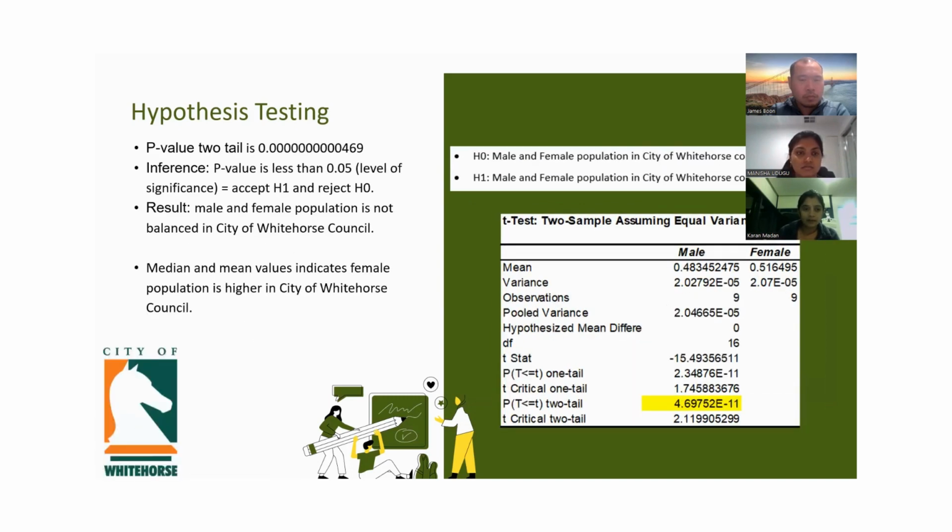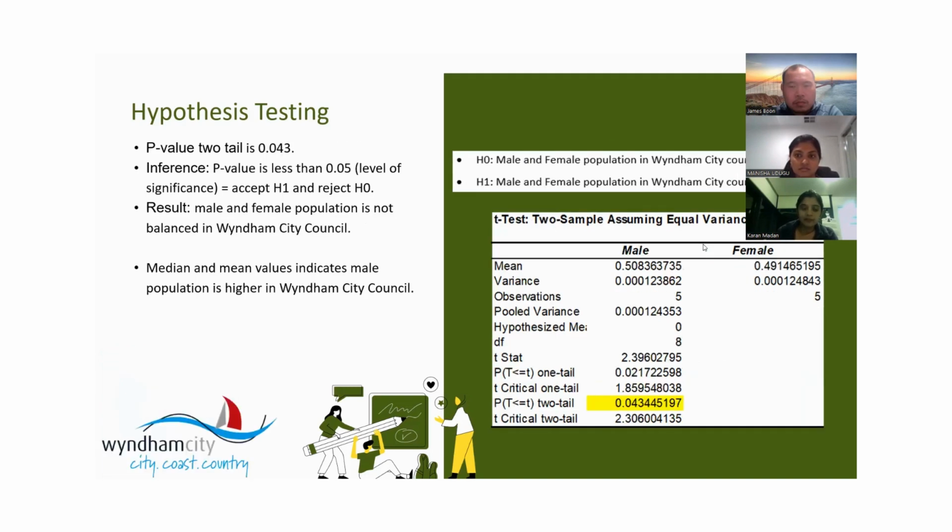City of Whitehorse. We conducted again a similar test and the results were not different. The results were the same, that male and female population are not balanced. In City of Whitehorse Council also, females were higher than males. Going ahead to Wyndham City Council, the results were the same for the t-test, that male and female population is not balanced. But here the difference was that male was slightly higher than female.